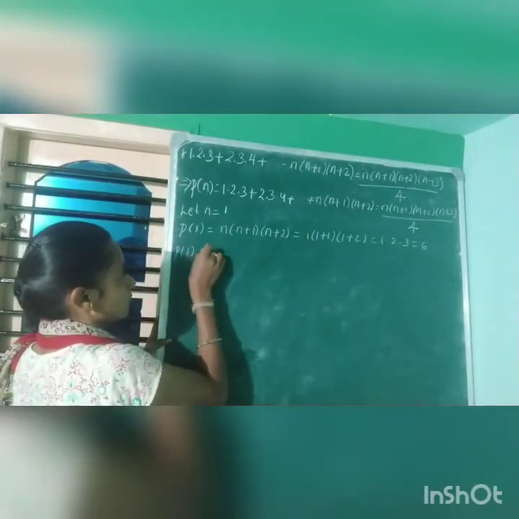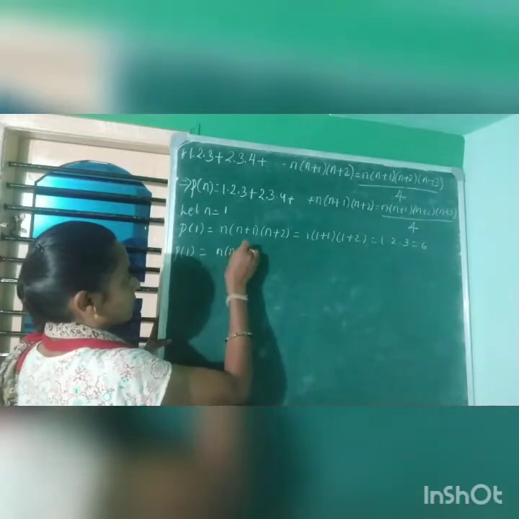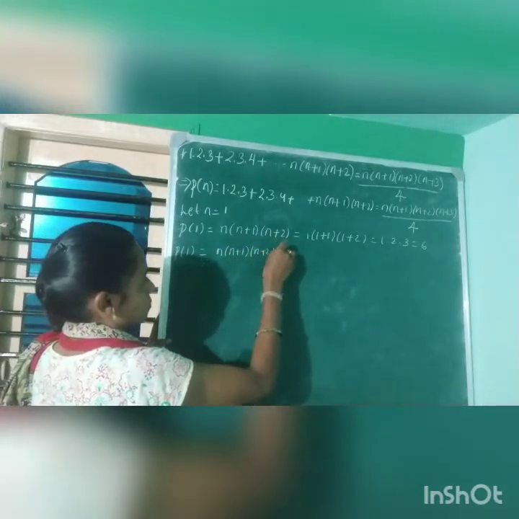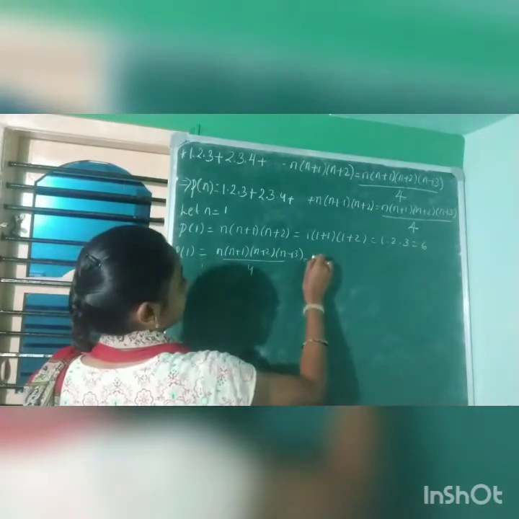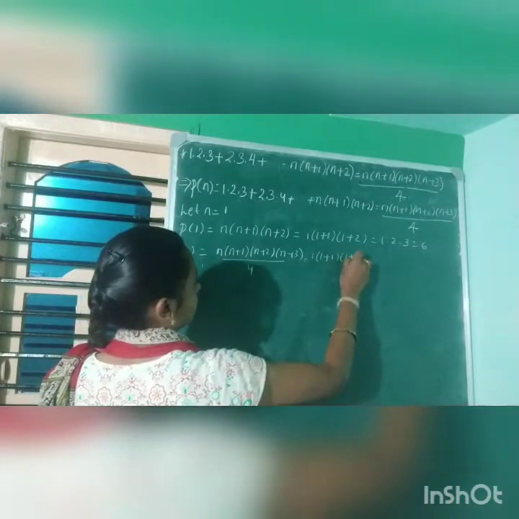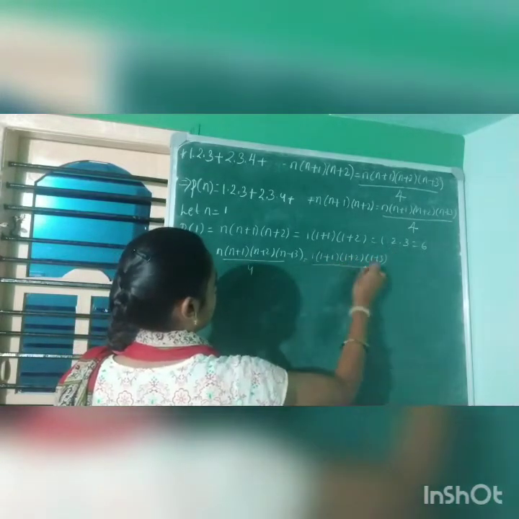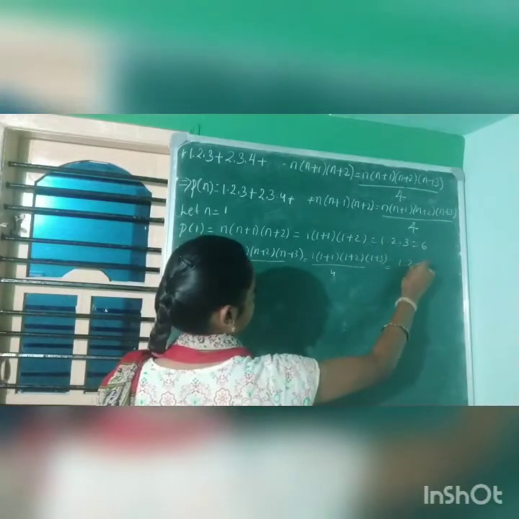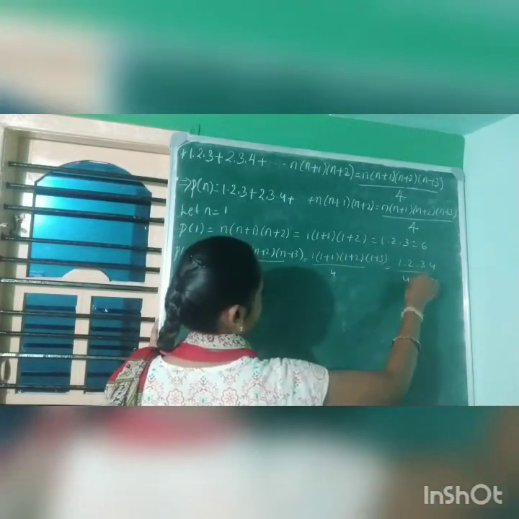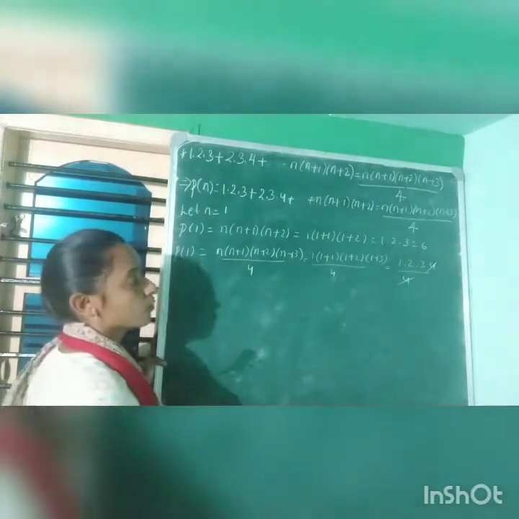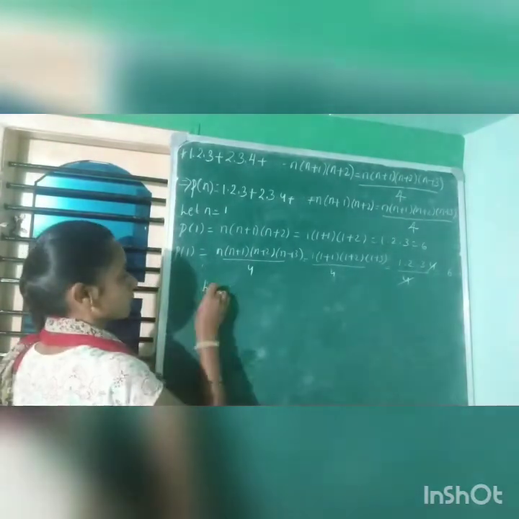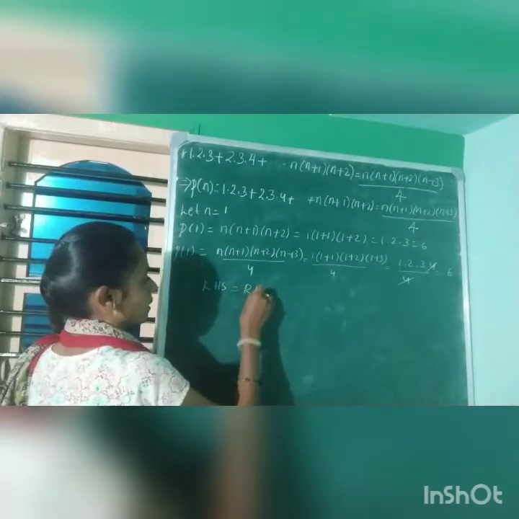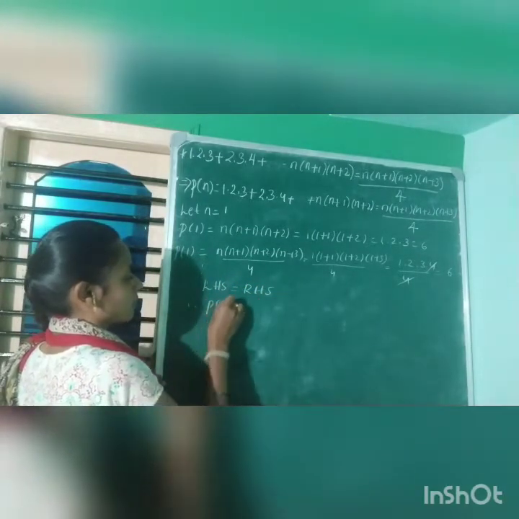Consider the RHS, n into n plus 1, n plus 2, n plus 3 divided by 4, and this is 1 into 1 plus 1, 1 plus 2, 1 plus 3 divided by 4. This is 1 into 2 into 3 into 4 by 4. So 4 cancels, the remaining is 1 into 2 into 3, which is 6. We got it: LHS and RHS are the same when we took n as 1. Therefore, LHS is equal to RHS. Therefore, P of 1 is true.